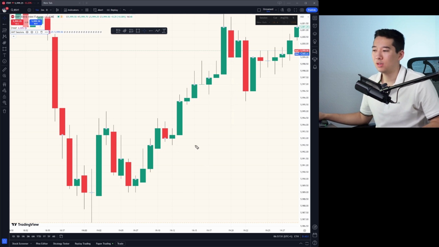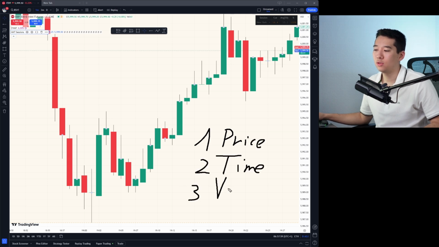So we need to prioritize. The first one is price, the second one is time, and the third one, which some people love to use when it comes to trading, is volume, and this is the last thing. Just price, I think, is profitable enough to trade with, and time, and we're just going to concentrate on these two things.